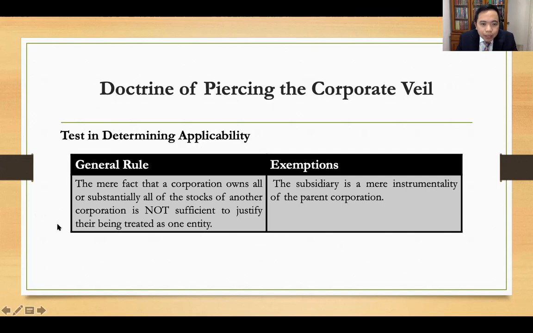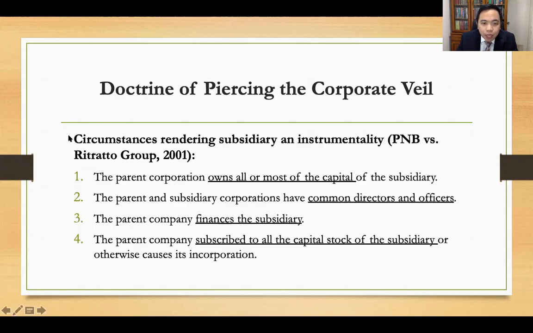Test in determining the applicability. So just go over this slide also. Take note that the mere fact that the corporation owns the shares of stocks of another is not a sufficient reason to justify their being treated as one entity. Hindi komo ang isang corporation may ari ng shares of stocks ng another corporation, iisang entity na sila. Hindi yan sapat na dahilan, no? Except, again, if the subsidiary is a mere instrumentality of the parent corporation.